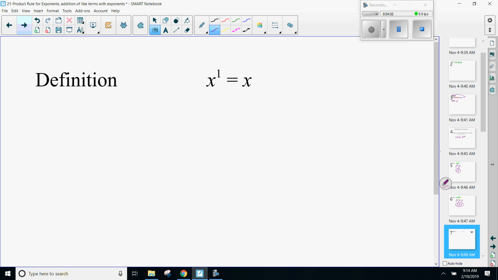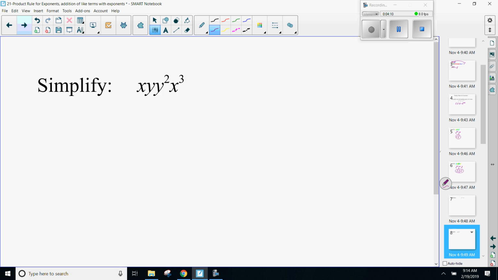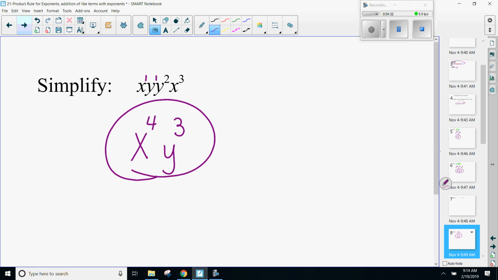If there's no number up here, it's understood to be 1. So if we look at this example, you have to do this. This is a 1 there and a 1 there. So if you look at the x, 1 plus 3 is 4, y to the 1 plus 2, third. Make sure if there's nothing there, you put them as 1s.